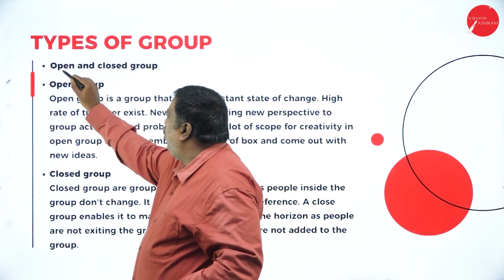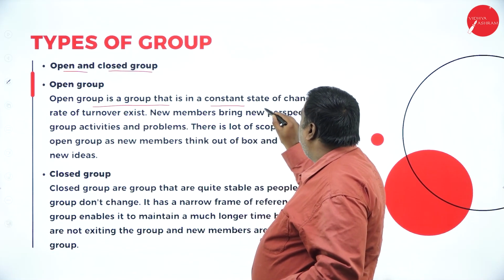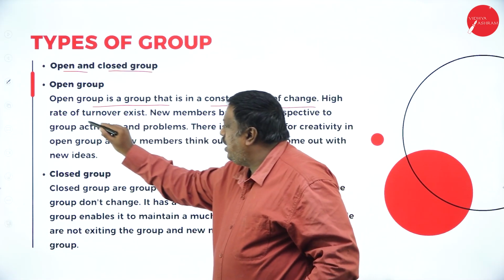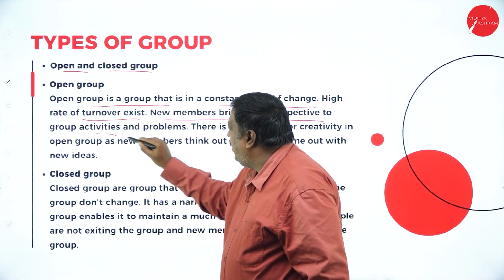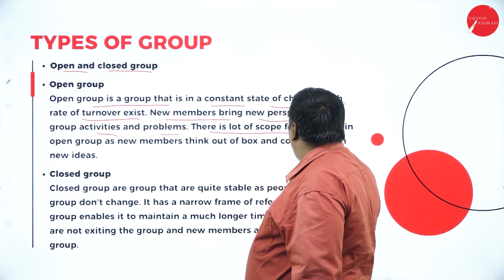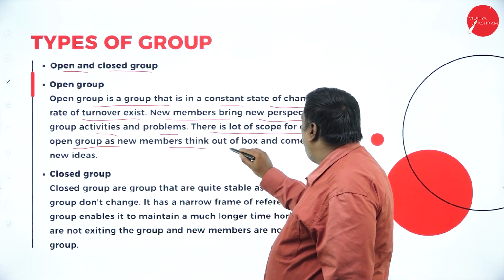Open and closed group. An open group is a group that is in a constant state of change. A high rate of turnover exists. Members bring new perspectives to group activities and problems. There is a lot of scope for creativity in an open group as new members think out of the box and come out with new ideas.